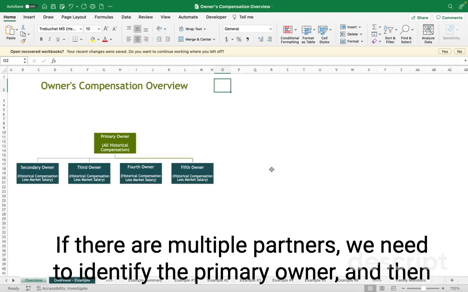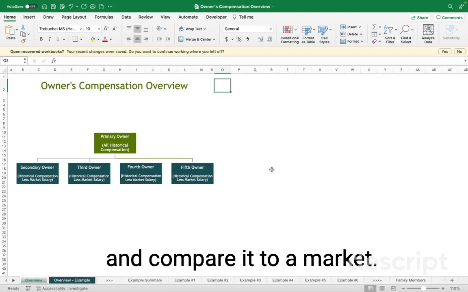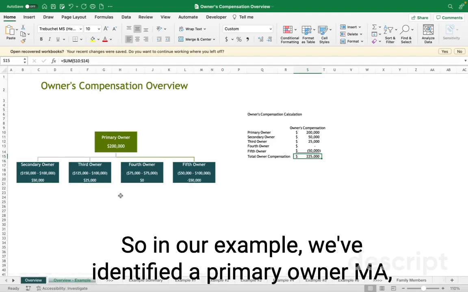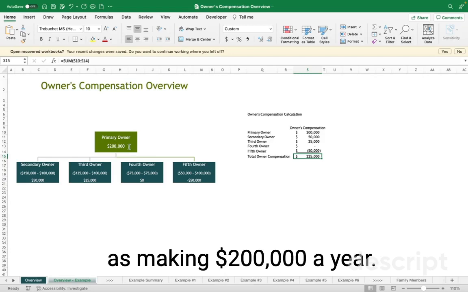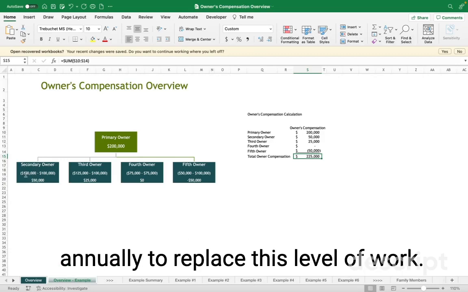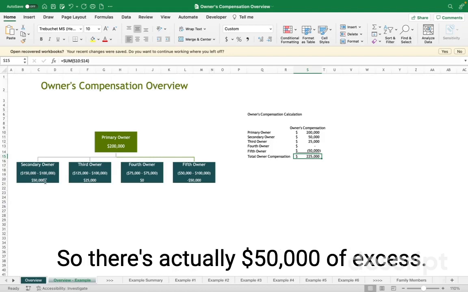If there are multiple partners, we need to identify the primary owner, and then for each additional owner, we need to take their historical compensation and compare it to a market salary. So we have an example here that might be a little bit easier to follow. In our example, we've identified a primary owner as making $200,000 a year. Next, we go to the secondary owner, who made $150,000 annually. To replace this level of work would cost $100,000. So there's actually $50,000 of excess here.